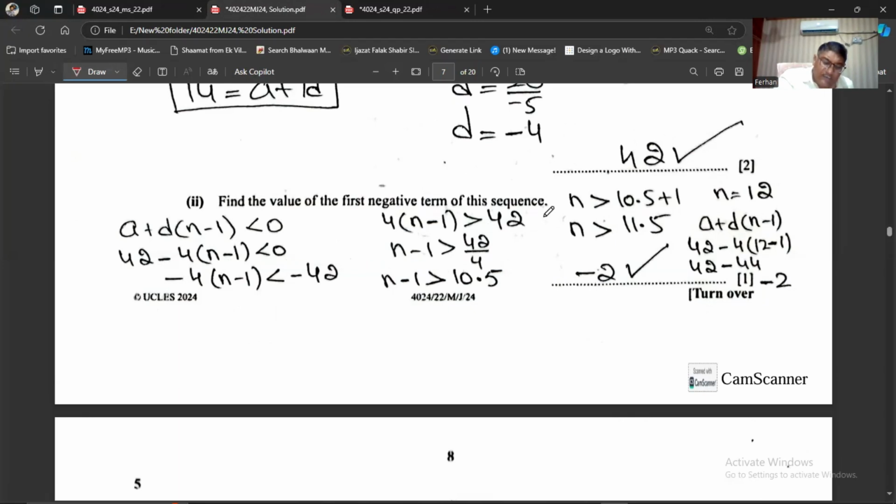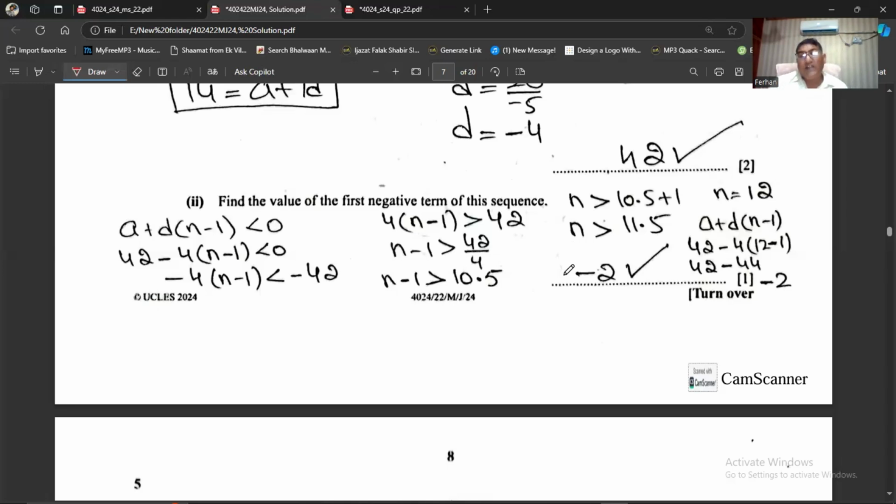This 4 will divide on the other side. So n minus 1 is greater than 42 by 4. So n minus 1 is greater than 10.5. So n is greater than 10.5 plus 1. So n is greater than 11.5. So we will take the 12th term, because he says the number of the term is greater than 11.5. So at least it will be the 12th term.